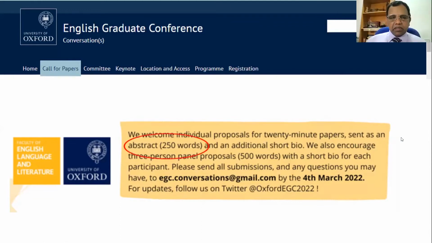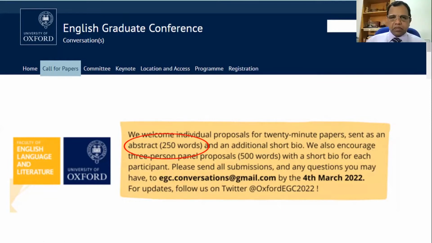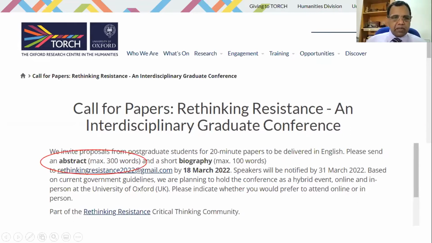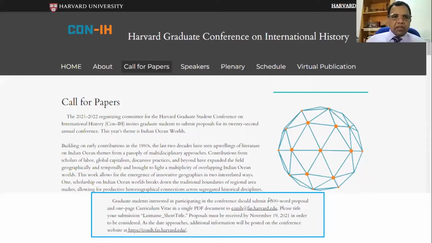you can see here abstract, within brackets it says 250 words. Now this is a call for papers. It says we welcome individual proposals for 20-minute papers sent as an abstract. Now see this one, again from the University of Oxford. They say we invite proposals from postgraduate students for a 20-minute paper delivered in English. Please send an abstract, maximum 300 words. This is from Harvard University. And there again, you can see that graduate students interested in participating in the conference should submit a 300-word proposal.